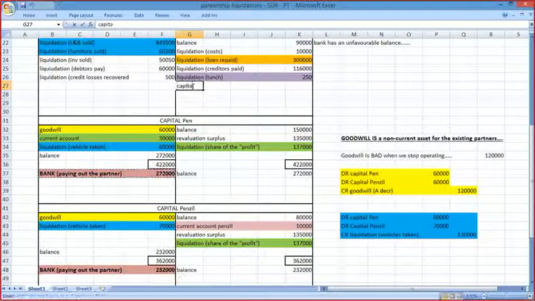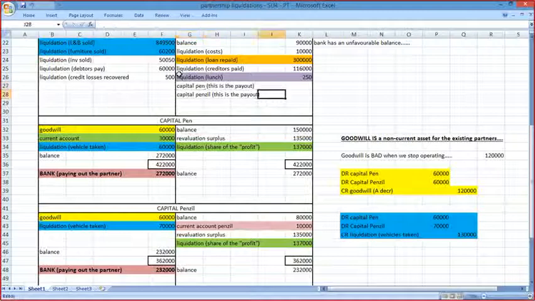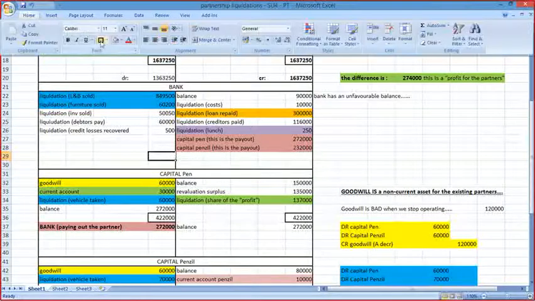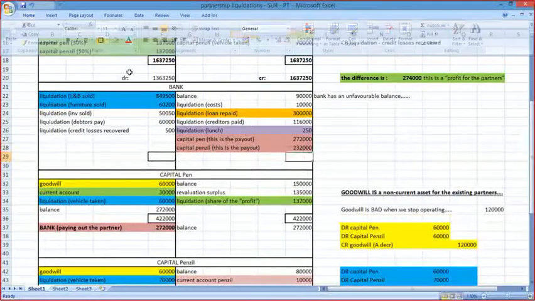So in bank, you'll have capital pen, capital pencil, in brackets, this is the payout. You still okay? Alright, so this is the payout, so equals that. Now, the formula equals that. So now, if I've done this correctly, am I going to have a balance on bank? No, I shouldn't. Let's check.